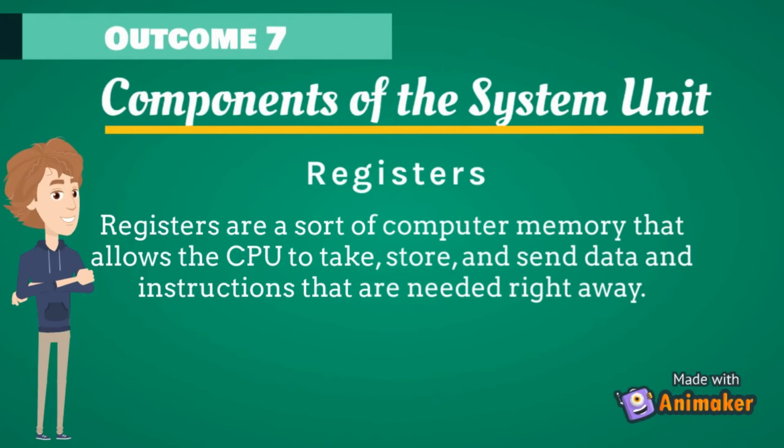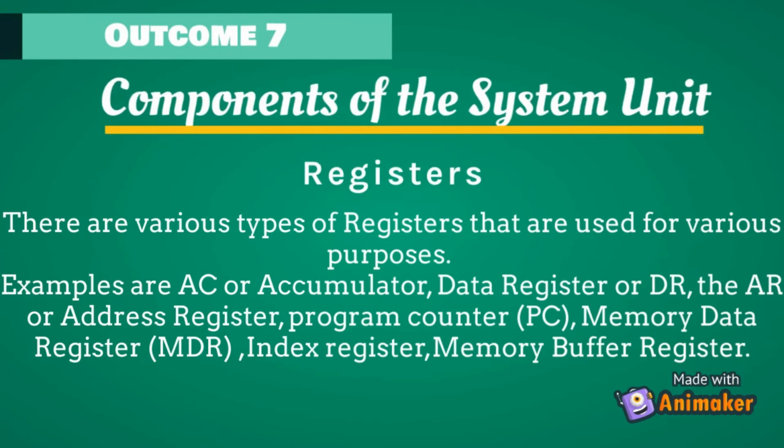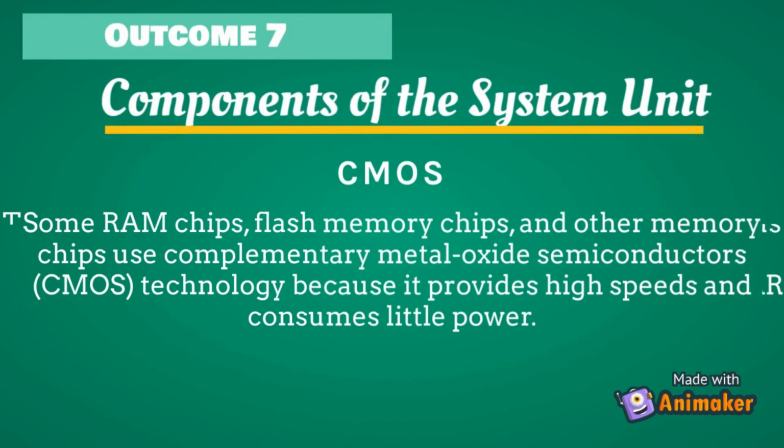Registers. Registers are a sort of computer memory that allows the CPU to take, store, and send data and instructions that are needed right away. There are various types of registers that are used for various purposes. Examples are accumulators, data registers, address registers, program counters, memory data registers, index register, and memory buffer register.